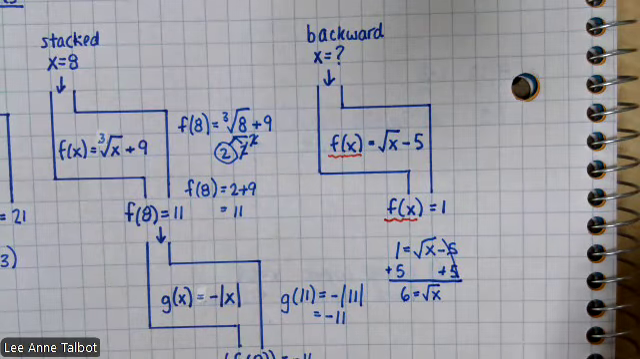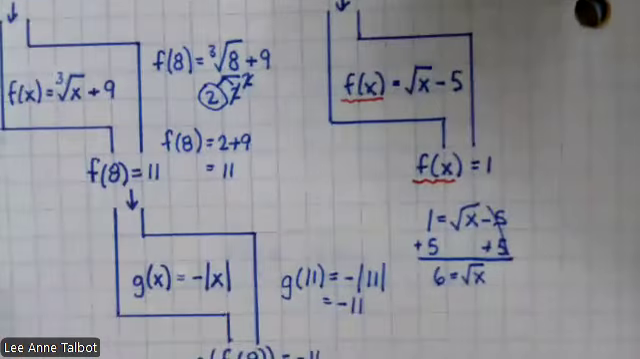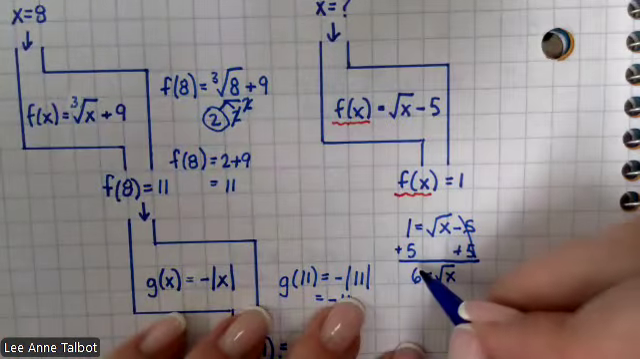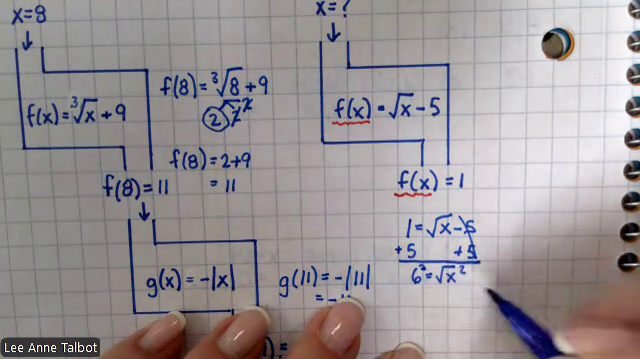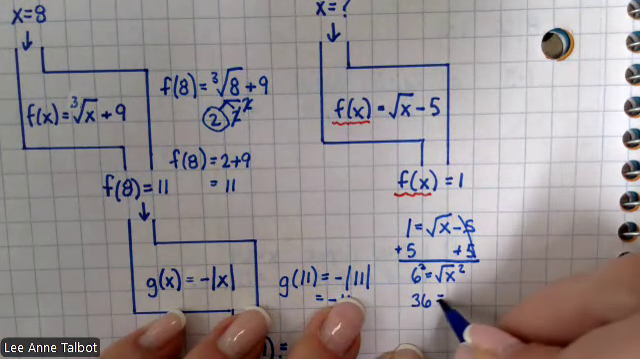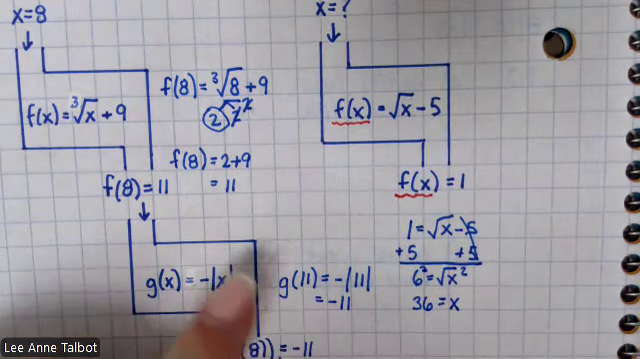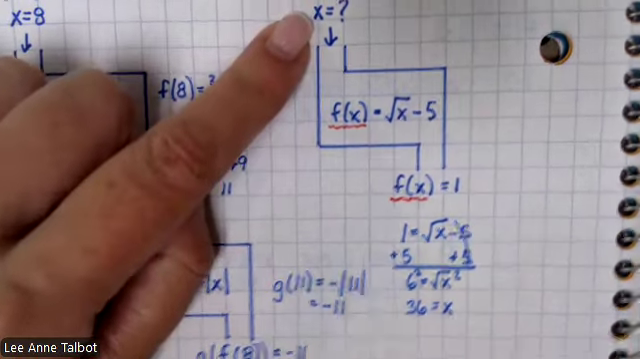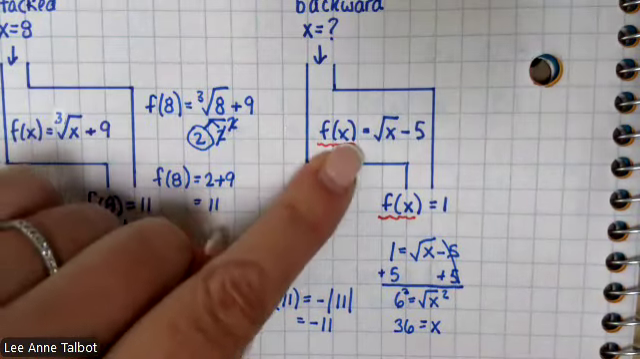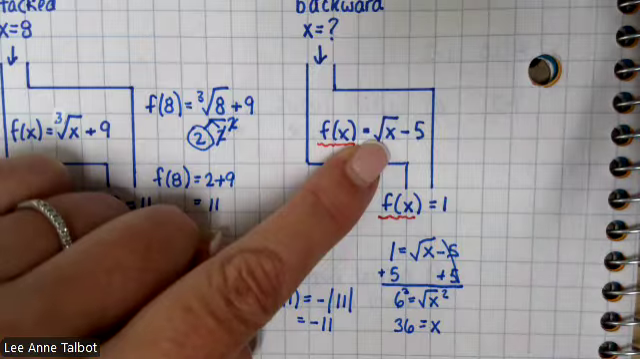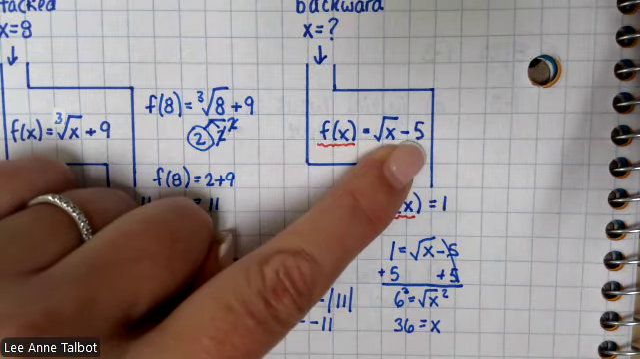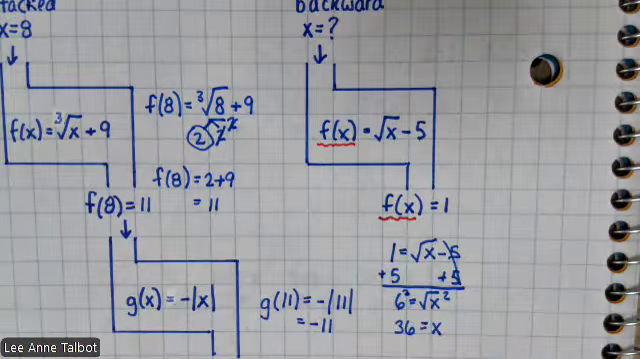Okay, how do I undo a square root? Square both sides, beautiful. So x has to be 36. And let's just check, because this is something you can actually check. If I plug in 36, what's the square root of 36? 6 minus 5 is what?